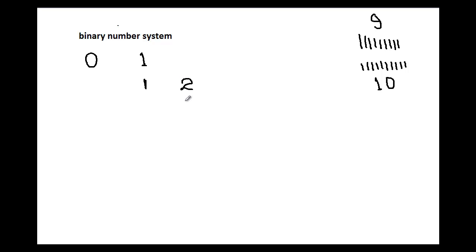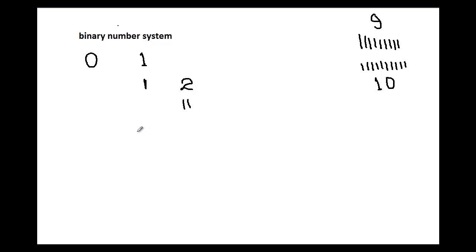I will talk about it later, but just understand that if we want to represent two objects, we don't have a single symbol to represent two objects. We do have in the decimal system this symbol to represent two objects, but in the binary number system we can't represent two objects by any symbol because we only have 0 and 1 as symbols.